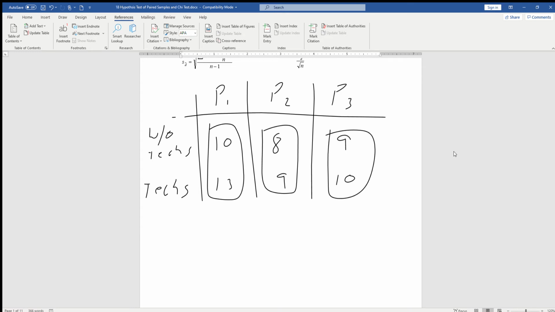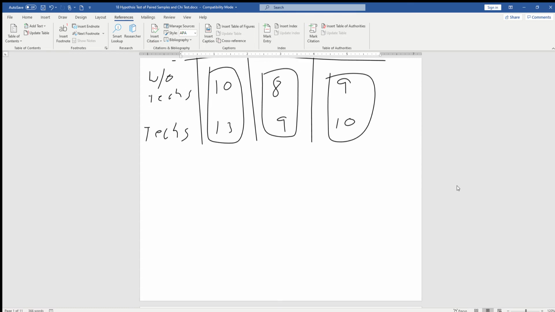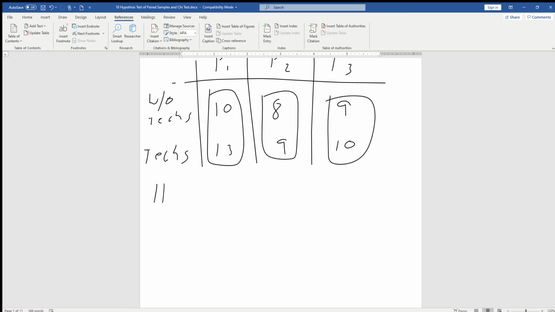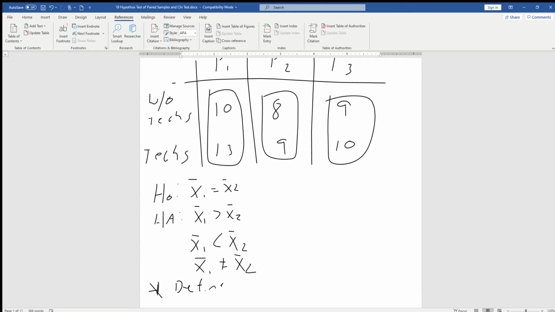Okay. Most of the stuff that we're going to do is the exact same as what we did with the two mean hypothesis tests. So meaning that the null and alternative, the null is going to be x bar 1 equal x bar 2, and then the alternative is either going to be x bar 1 greater than x bar 2, x bar 1 less than x bar 2, or x bar 1 not equal to x bar 2. At this point, we always want to define the groups, okay, just like we did with the two mean tests that we looked at before.